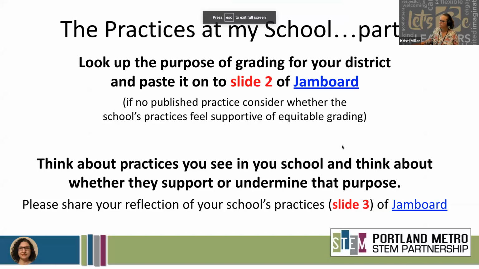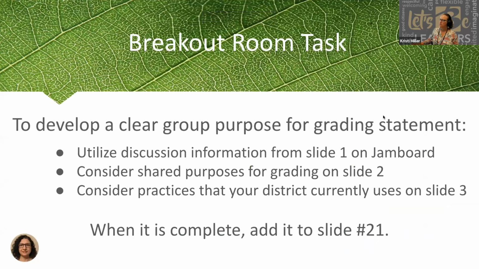All right, so here's what I want you to do. I want you to take this information from slides 1, 2, and 3, and in your group, same group that we've been working in all day today, I want you to come up with a clear purpose for grading based on what you had on slide 1 and slide 2 and slide 3. And I know you have different things, right? So collectively, based on what you guys wrote, can you come up with a clear purpose statement for grading?